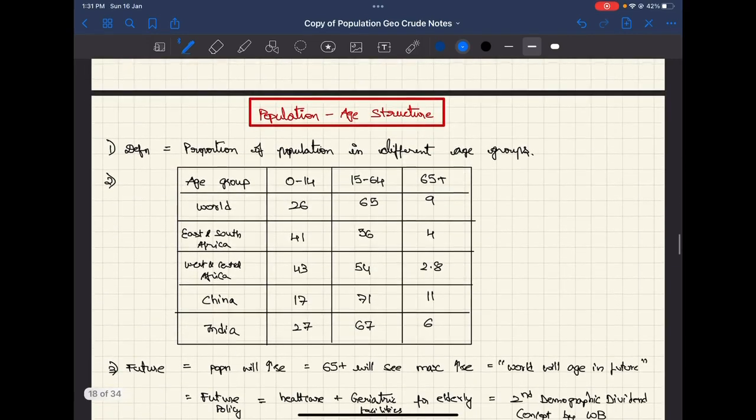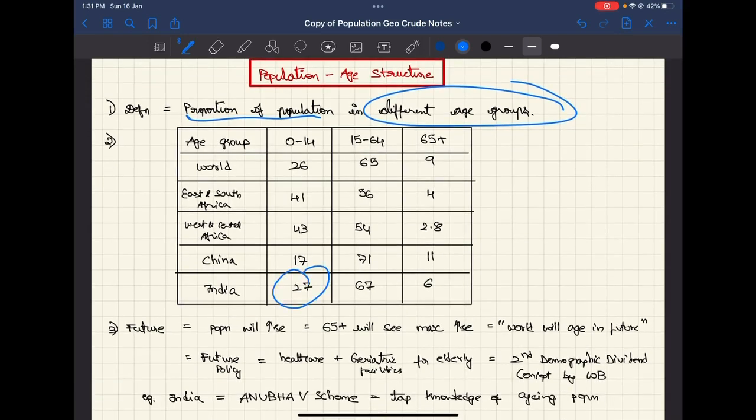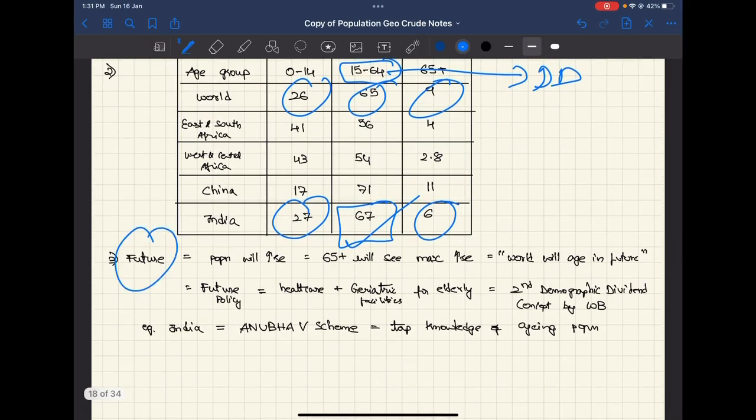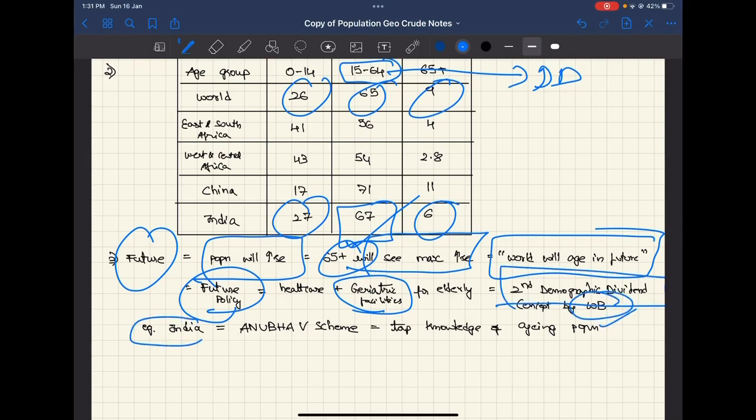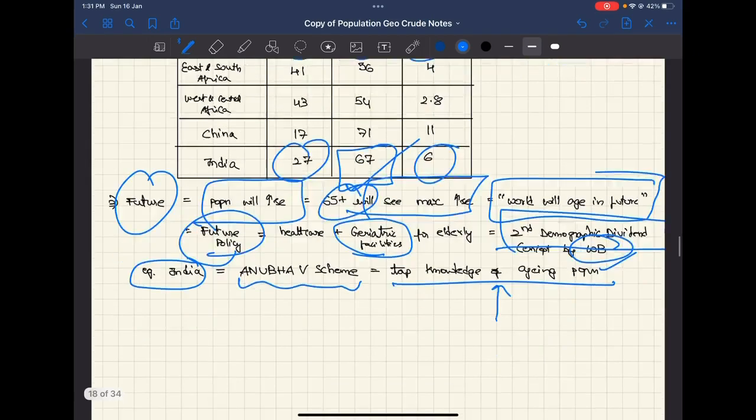And population structure is the proportion of population in different age groups. India has a very high share in 15 to 64. Therefore, India has demographic dividend. The world numbers can be seen here. So in future, the population will increase and 65 plus will become more, and therefore the world will age in future. So future policies need to take care of geriatric facilities, and second, demographic dividend must be tapped according to the World Bank. For example, India follows the Anubhav scheme, which wants to tap the knowledge of the aging population.